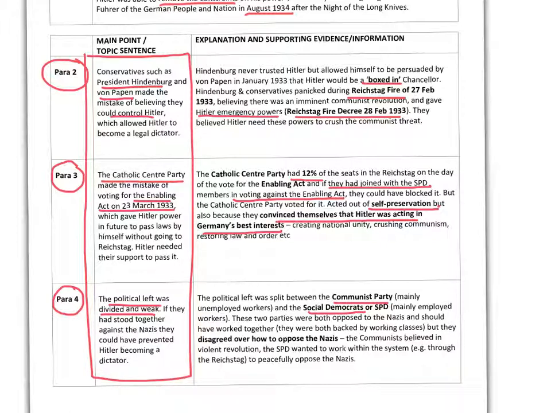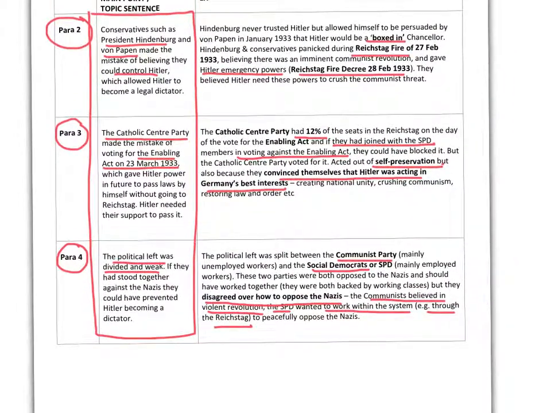But the problem is, those 2 parties disagreed with each other about how to oppose the Nazis. The Communists believed in violent revolution. The SPD wanted to work within the system, i.e. through the Reichstag, to peacefully oppose the Nazis. And that division within the political left was a factor that Hitler was able to play upon. So there is your argument. You're looking at it there. You've done 3 paragraphs that basically are supporting the interpretation that the opponents of Hitler made mistakes. Okay, and you are now ready to move to the counter-argument.